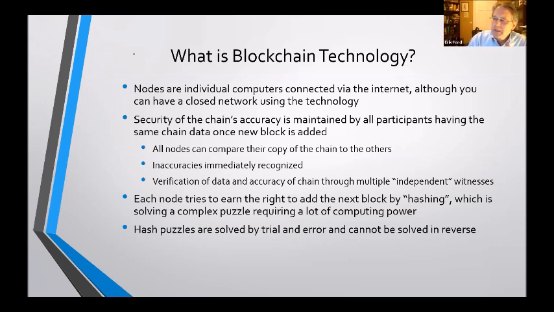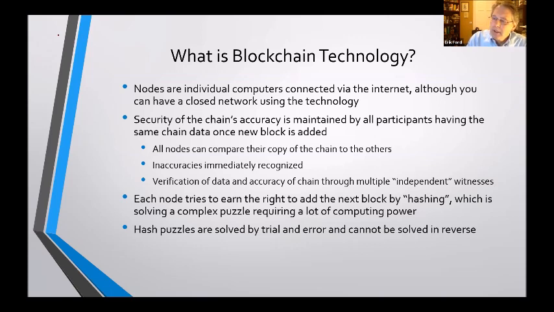So how does this kind of work together? Each node tries to earn the right to add the block by hashing. You may have heard the phrase hashing in regard to cryptocurrency generation. Hashing is not to be confused with the hashtag of Twitter, but hashing is using a lot of computing power to solve a complex puzzle. The party that solves that problem earns the right to add the next block to the chain.